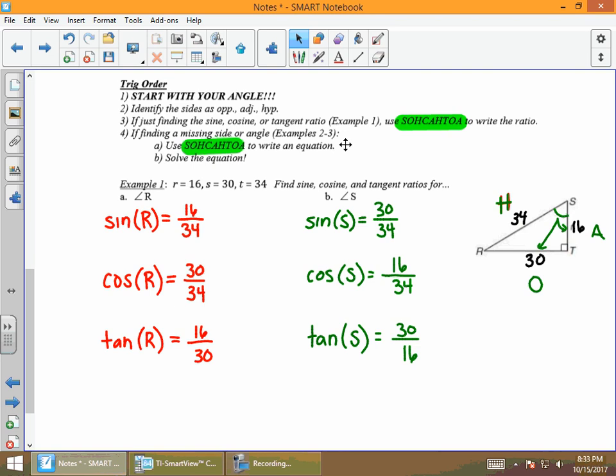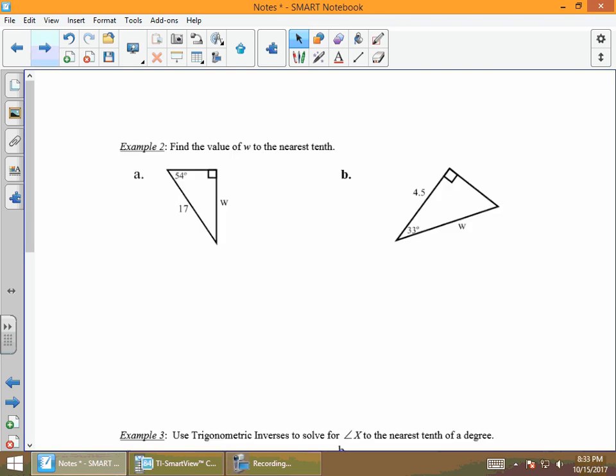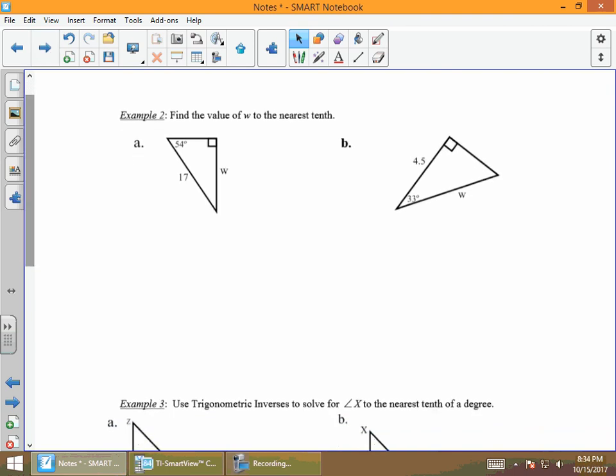All right, let's turn it over here and go to questions, examples 2 and 3. So example 2, this is really what I want you to be able to do. So when we're talking about this learning target number 2, this is the meat and potatoes of it. This is what I really want you to be able to do.